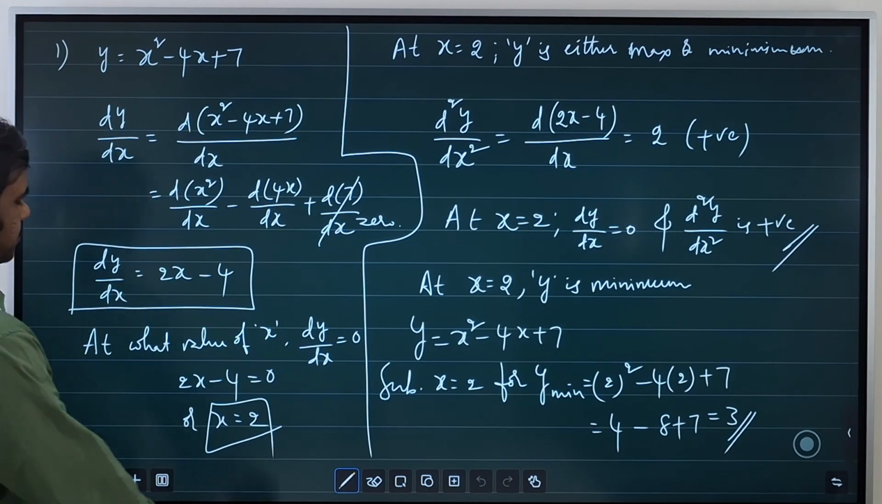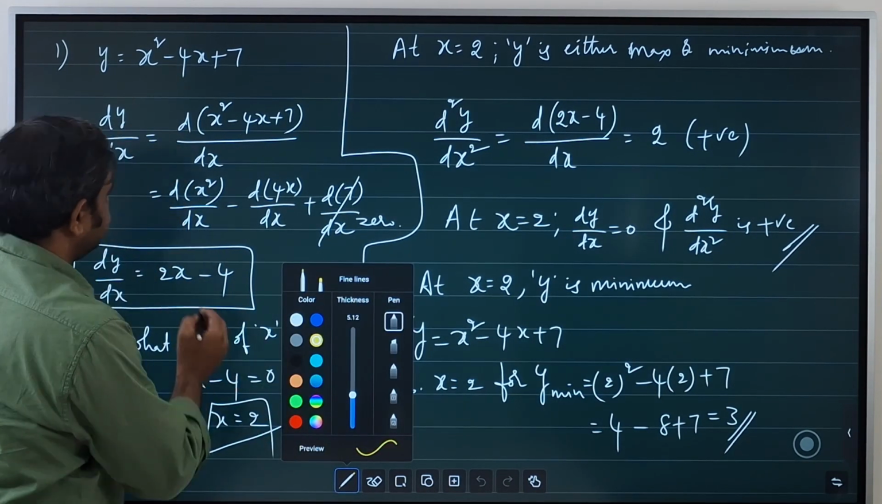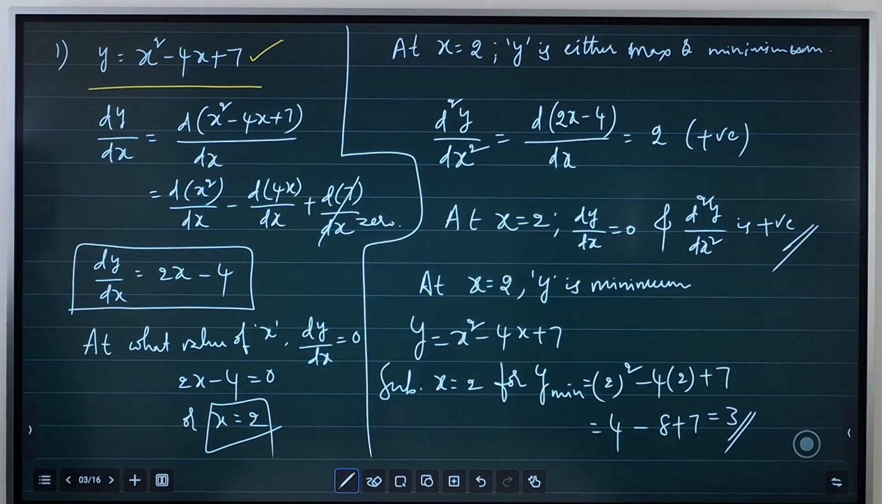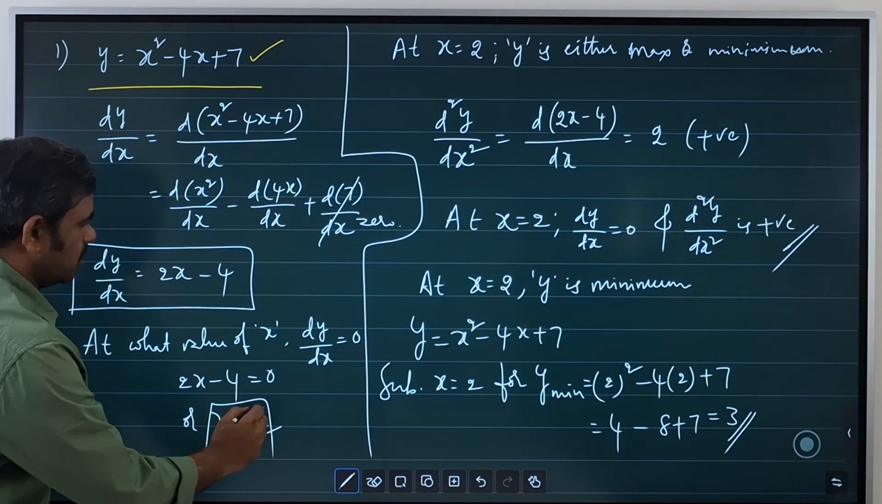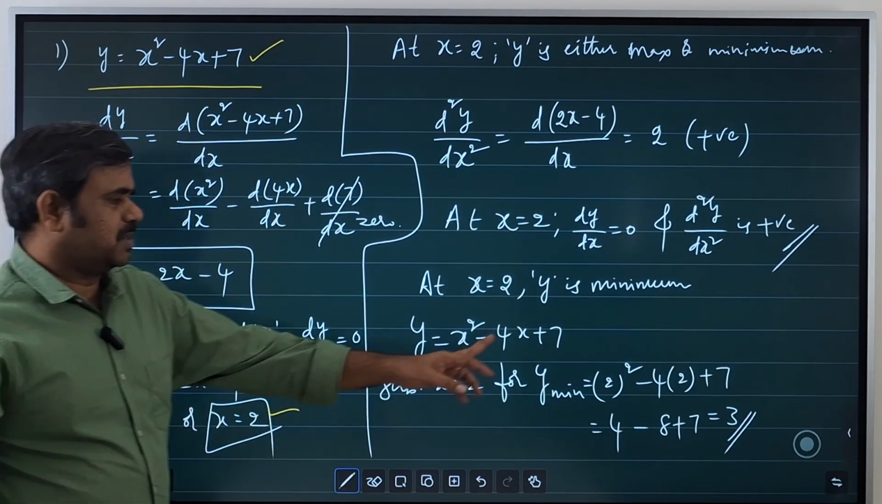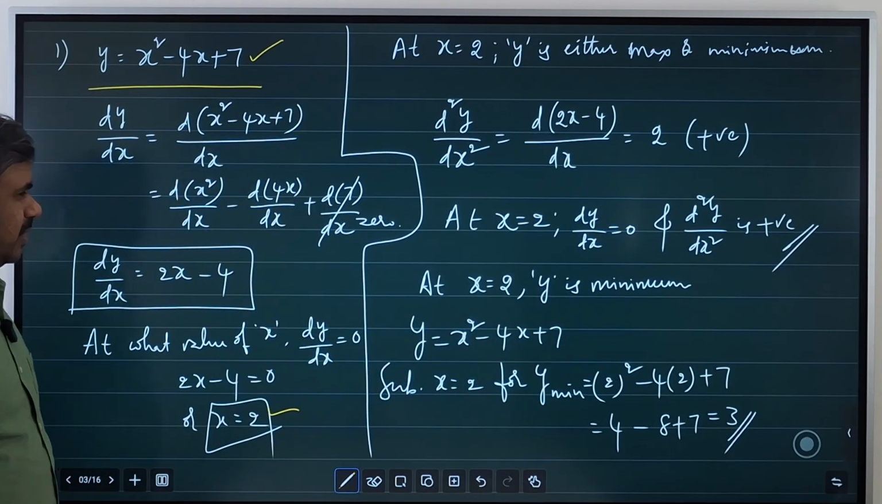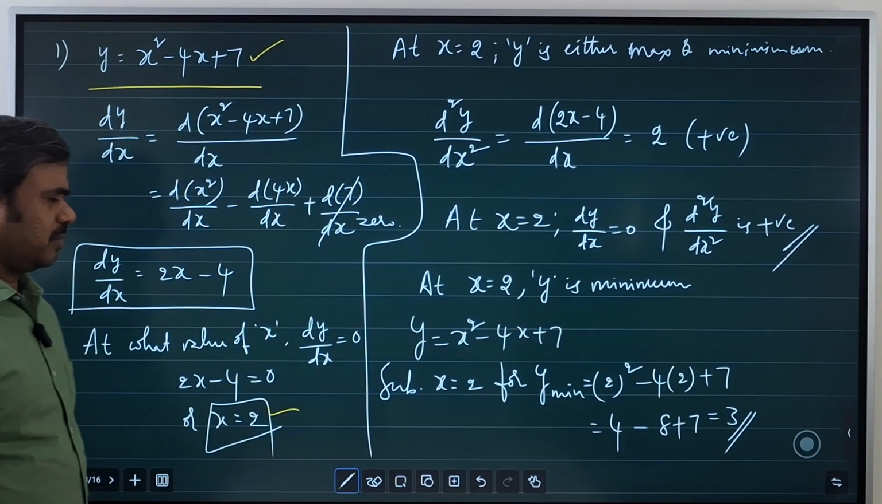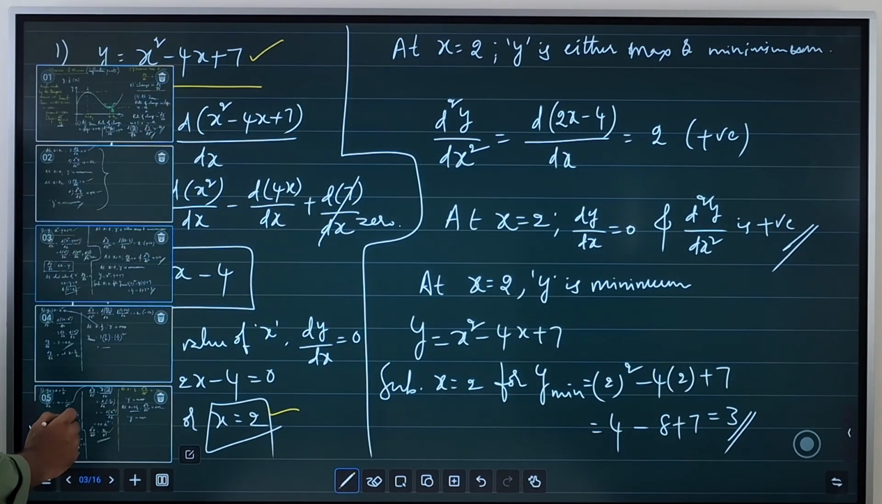Look at this. Y is equal to x square minus 4x plus 7. We found that at x is equal to 2, y becomes minimum. I'm not going to do this again. At x is equal to 2, we already know y is minimum for this function.